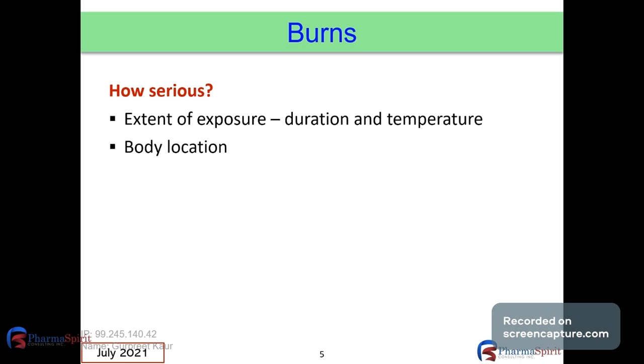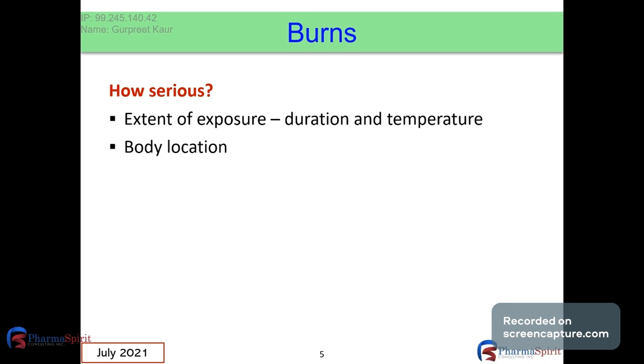Other factors to consider when determining the seriousness of a burn is the extent of exposure, and this refers to the temperature and the duration of exposure. The higher the temperature and the longer the duration of the exposure, the more serious the burn. Finally, we also have to consider body location, because this affects the skin type that's involved in the burn.